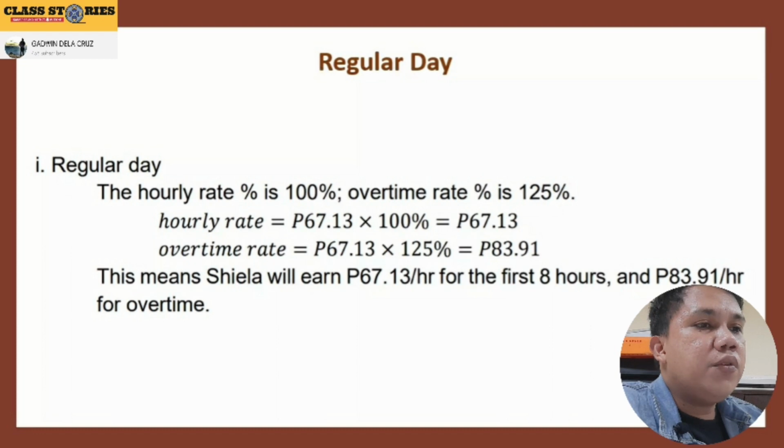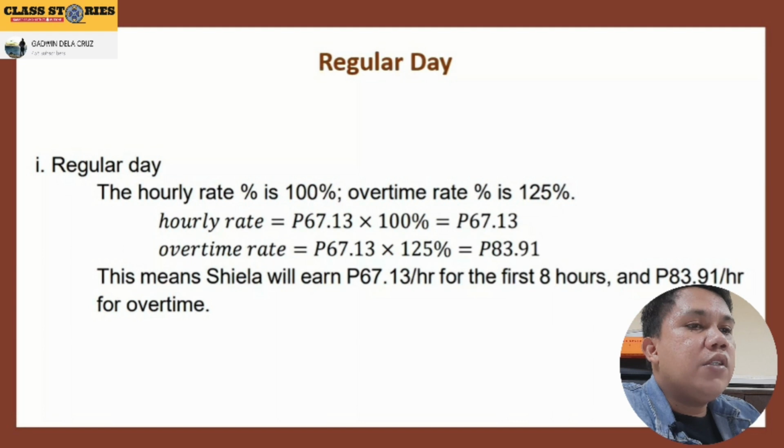So since we already computed her regular hourly rate, what we're going to do is always check the table in terms of the rate. So in this regular day, to compute the hourly rate, we have 67.13 times 100% is equal to 67.13 pa rin. Kasi nga, wala namang special dito sa araw na to because it's a regular day. But if Sheila were going to work overtime in her regular day, her overtime rate is 125%. So to get the overtime pay per hour, we're going to multiply the regular hourly rate, which is 67.13 times 125%.